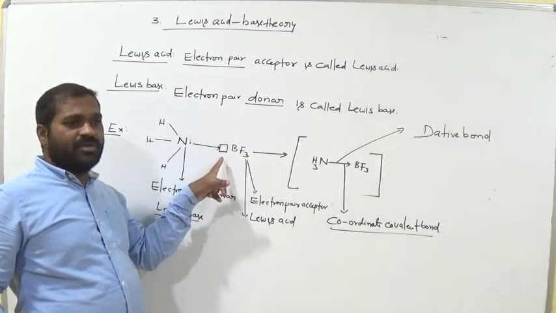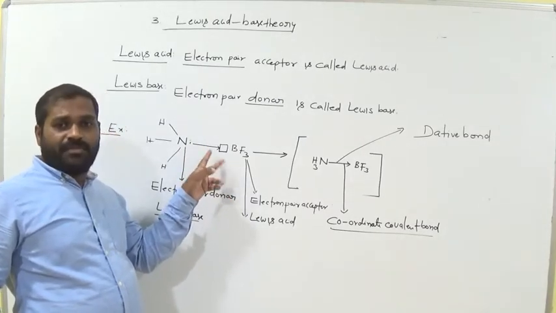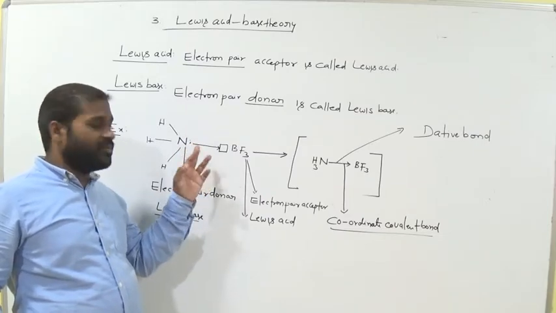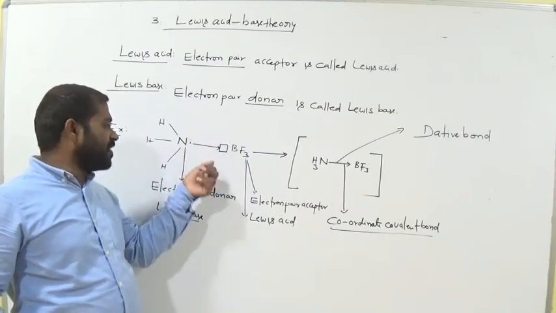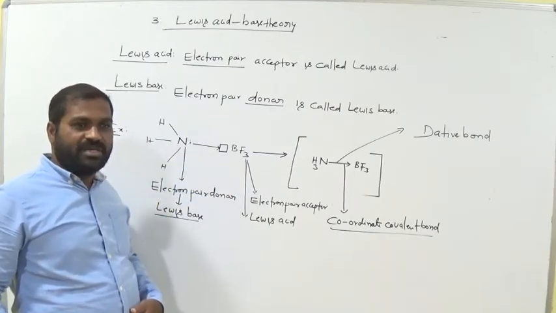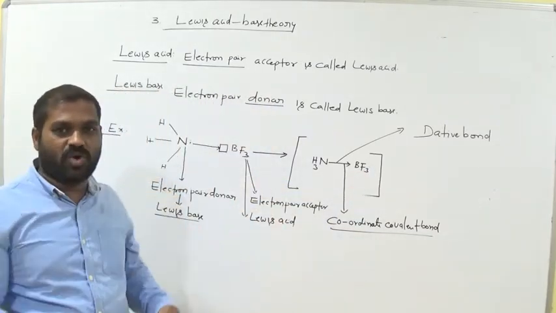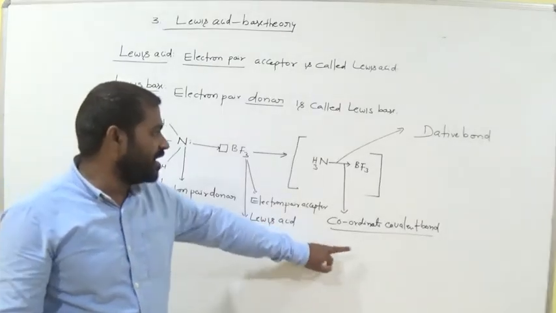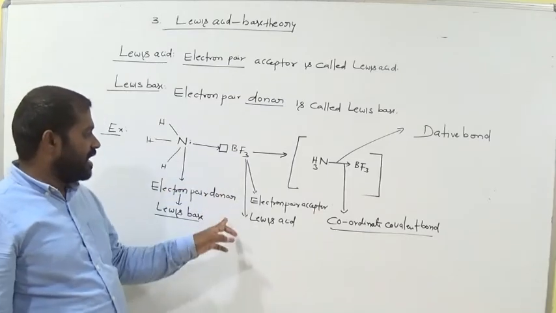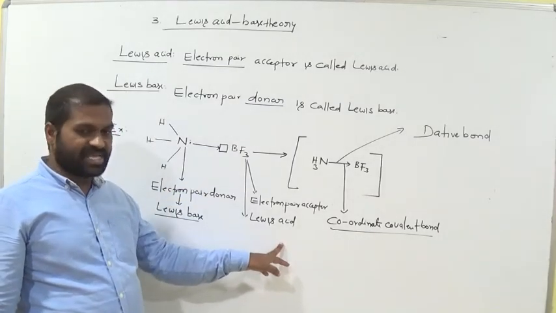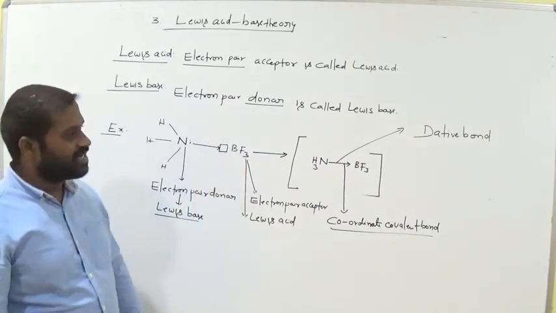Actually, boron could donate 1 electron and nitrogen could also donate 1 electron to form the bond. But here the 2 electrons are donated from the nitrogen side only, not from boron trifluoride. So such a bond is called a dative bond or coordinate covalent bond. So the electron pair donor is called a Lewis base and the electron pair acceptor is called a Lewis acid. Now the arrow mark is from donor to acceptor like this. Okay, is it clear? More simple.